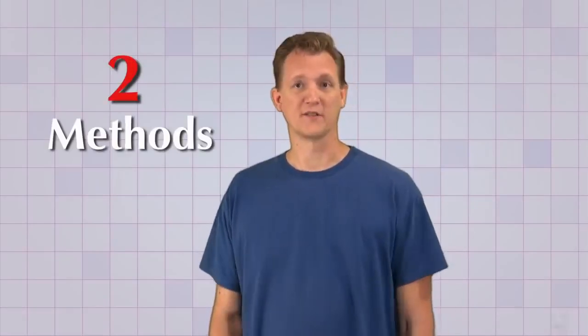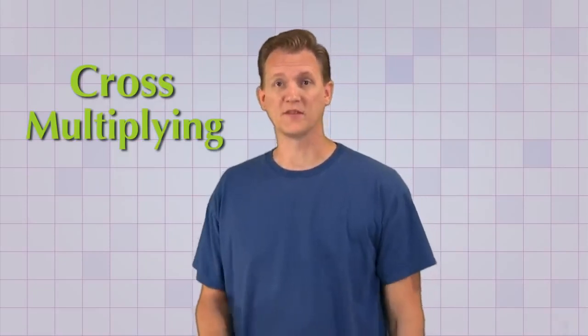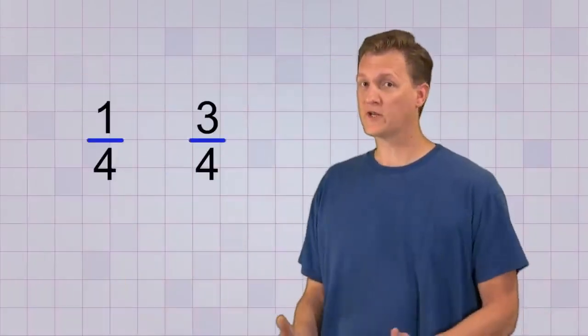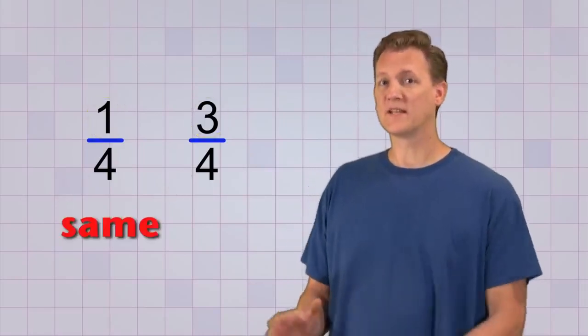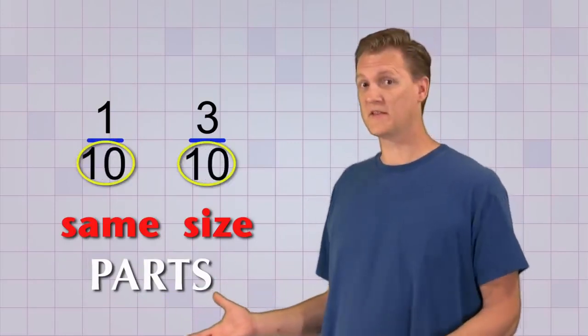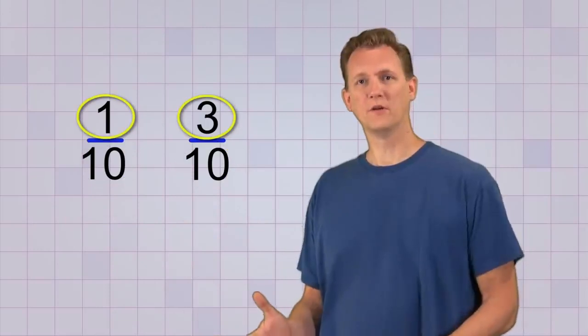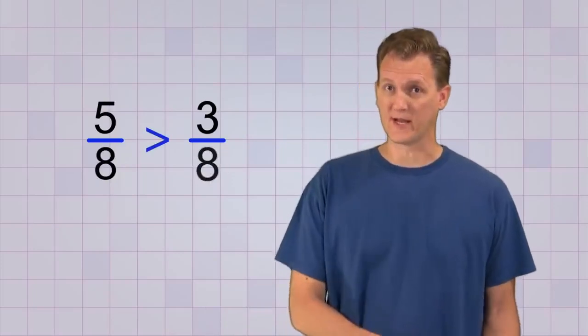Okay, so comparing fractions isn't quite as easy as comparing regular numbers, but that doesn't mean it's going to be that hard. We're going to learn two methods for comparing fractions that make it very easy. The first method is called cross-multiplying, and it takes advantage of the fact that it's easy to compare fractions with the same bottom numbers. If two fractions have the same bottom numbers, then we can just compare the top numbers. That's because we're comparing the same size parts. We're comparing fourths to fourths, eighths to eighths, tenths to tenths, and so on. And the top number just tells us how many of those parts we have. So it's easy to see that 5/8 is more than 3/8.